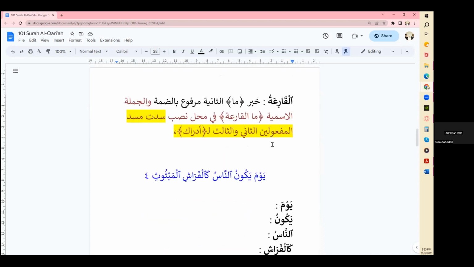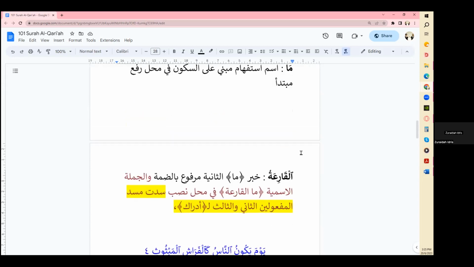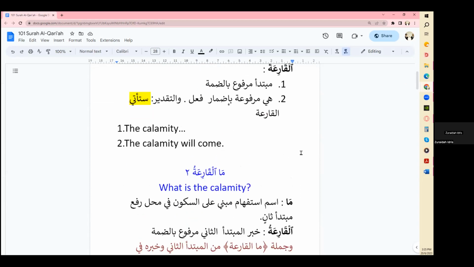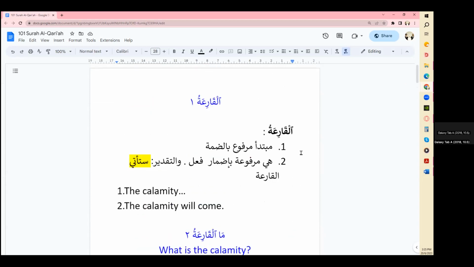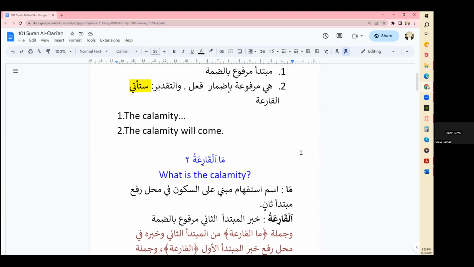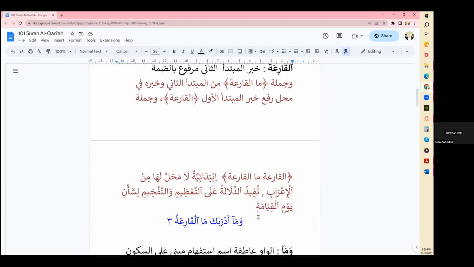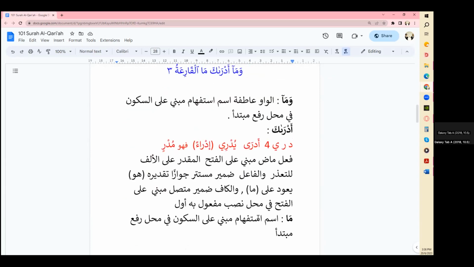But adraka can take two mafuls, right? Apparently. But we already have two mafuls. This is the third one. Oh, we're talking about the third one here. Okay. So I'm looking at this and I'm going like, wow, how did this happen? When we look at this, it's mentioned 3 times. Al-Qari'ah. Ma al-Qari'ah. Wa ma adraka mal Qari'ah. It's mentioned 3 times.